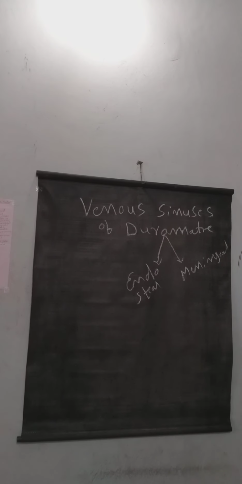Duramater has got two layers. The outer layer is the endosteal layer, the inner layer is the meningeal layer. Between these two layers there is a space. This space is called the venous sinuses. Sinuses means a space, a blind space, called the venous sinuses of the Duramater.